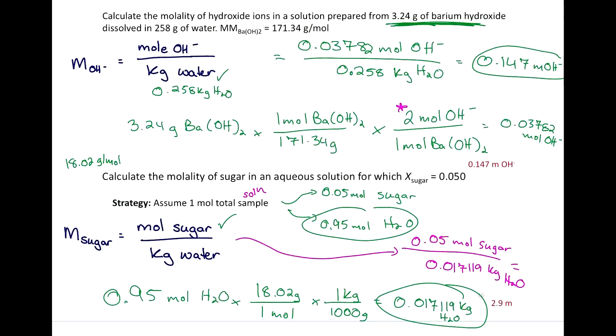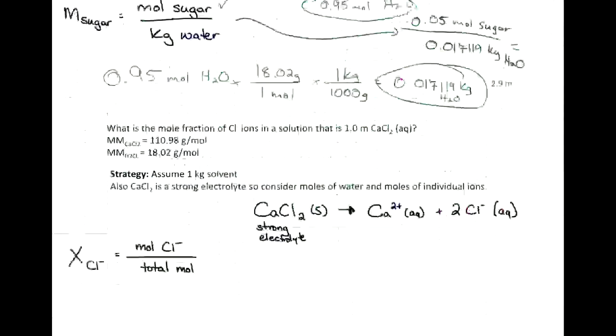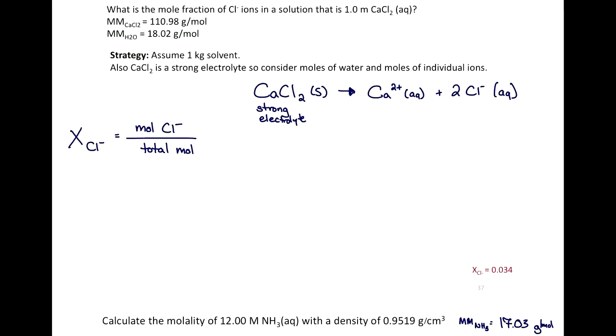Okay, so let's do 2 more. Got another one. Okay. So yes, this one is, what is the mole fraction of chloride ions in a solution that is 1 molality, so that's a small m, it's not a mistake, of calcium chloride? And I give you molar masses. All right, so again, let's let the units guide us. We want to calculate mole fraction of chloride, so that means we need to calculate the mole amount of chloride present in the sample, and we need to divide by the total moles of stuff in this sample.